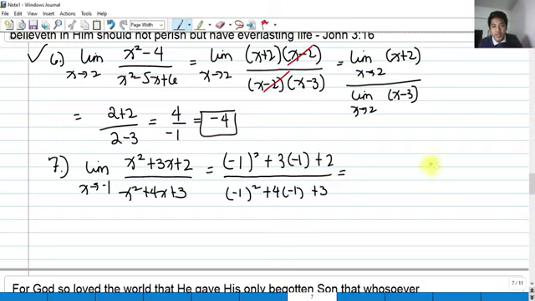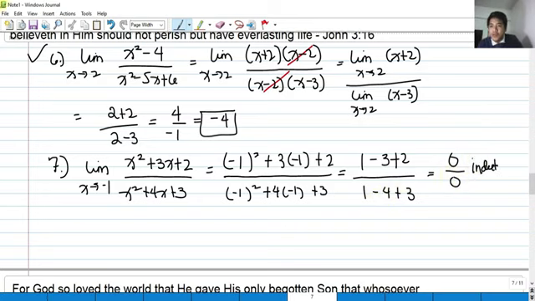So negative 1 squared would be 1 plus 3 times negative 1, that's minus 3, plus 2, over negative 1 squared is 1, so we have 1 minus 4 plus 3. So we have here 1 minus 3 is negative 2 plus 2, that would be 0 on the numerator, and 1 minus 4 is negative 3 plus 3. Oh, we have an indeterminate form. So there must be a way to solve this. Okay? So we cannot allow this to happen.